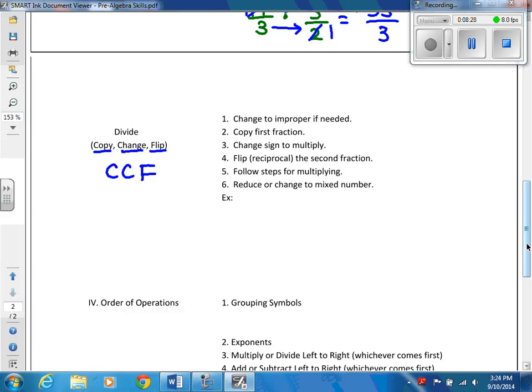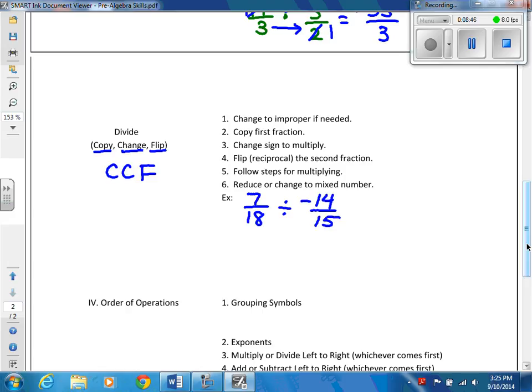The first thing, again, change to improper, and then you're going to copy the first fraction, change the sign to multiply, and then flip or do the reciprocal of the second one, and then continue with your multiplication steps. So the example I'd like to show you that'll show you all of this is right here. 7/18 divided by negative 14 over 15.